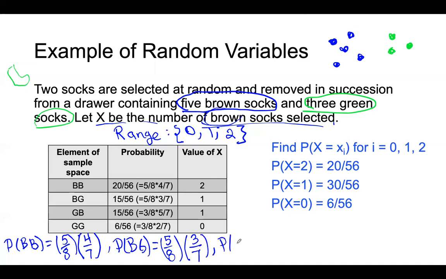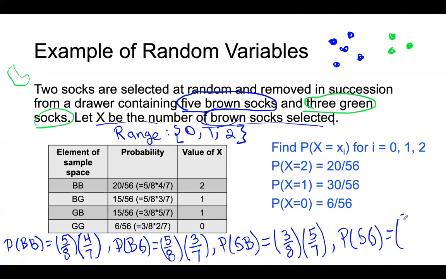What about the probability of a green sock and then brown? Well, that would be the green sock. You have 3 choices out of 8. And then we have 5 choices out of 7. And the last one is the probability of green and green. Well, you have 3 choices out of 8. And then you remove 1, and you have 2 choices out of 7. So you see our probabilities.